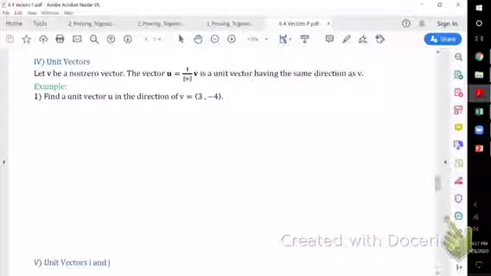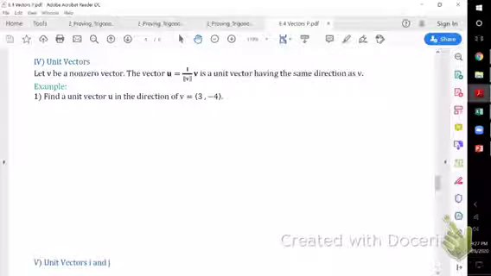6.4 part 4 talks about unit vectors, and it says let vector v be a non-zero vector. The vector u, which is 1 over the magnitude of v times v, is a unit vector having the same direction as v. Notice it's a unit, so you can always check your answers here, because if it's a unit, you should know when you take the magnitude of this new vector u, it should equal 1.